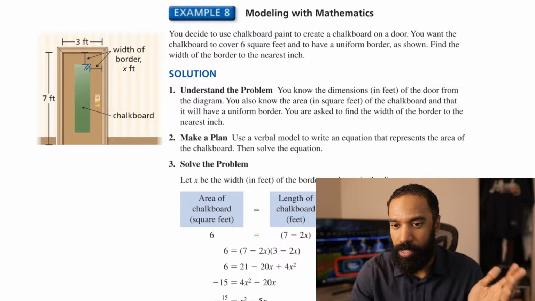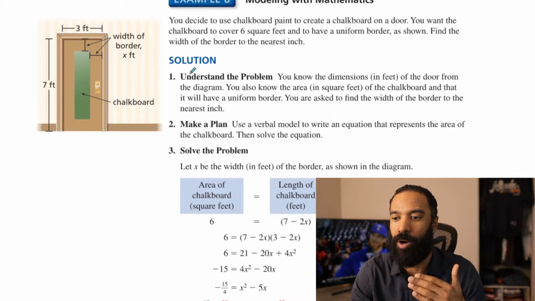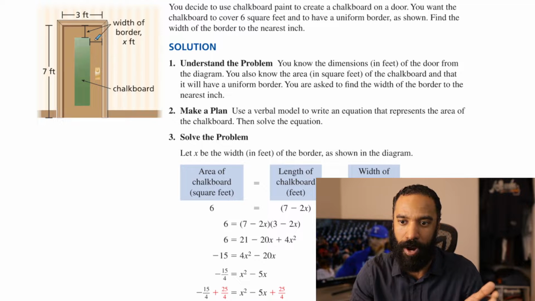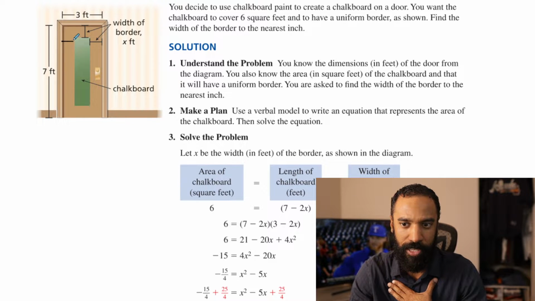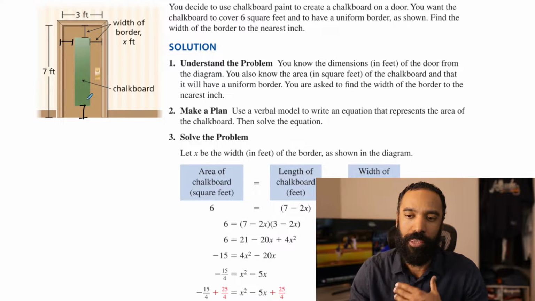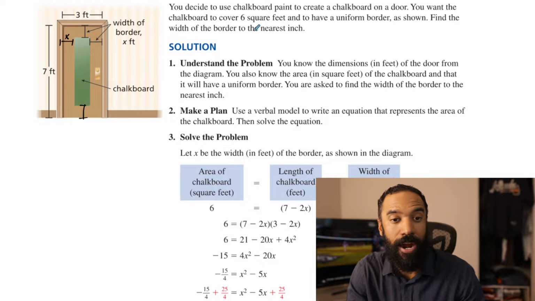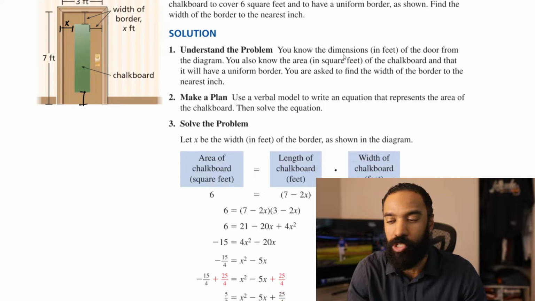Okay, the width of the border is x feet. This is a 3 by 7 foot door. It needs to cover 6 square feet. So we create a scenario where, remember, it's x on both sides of this thing. X over here, x over there, and etc. So the width of the chalkboard is 3 minus these two x's. 3 feet minus this x and this x. And the height is 7 minus these two x's here. So that area, when you multiply those, will equal 6 square feet.